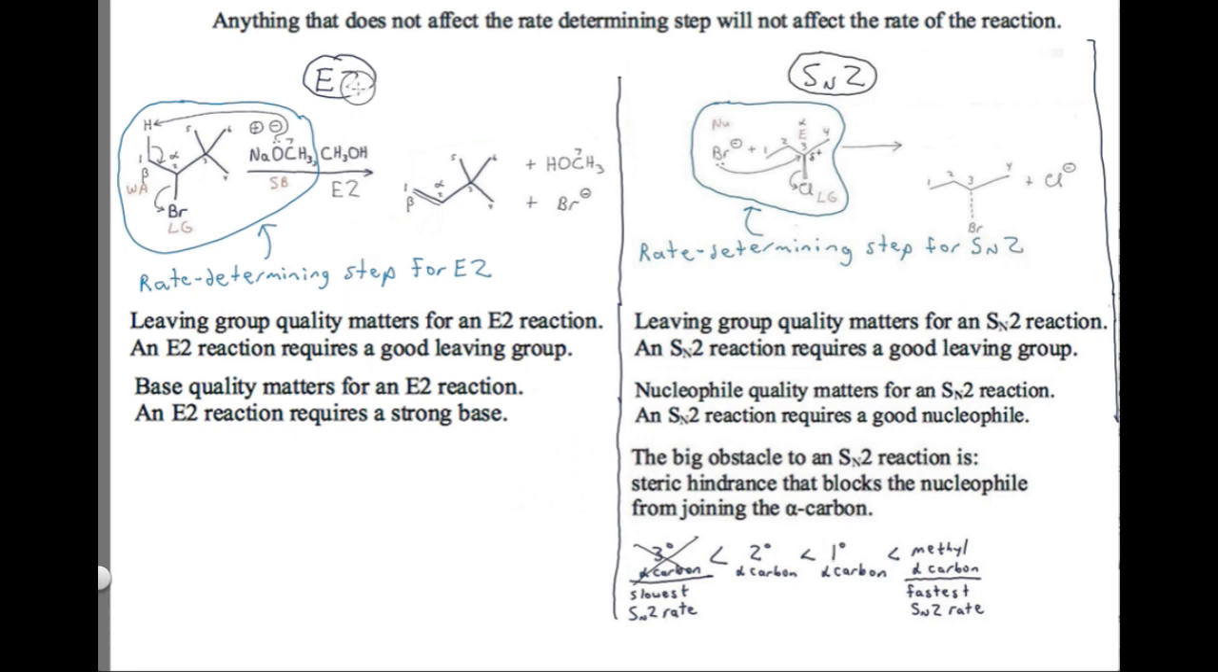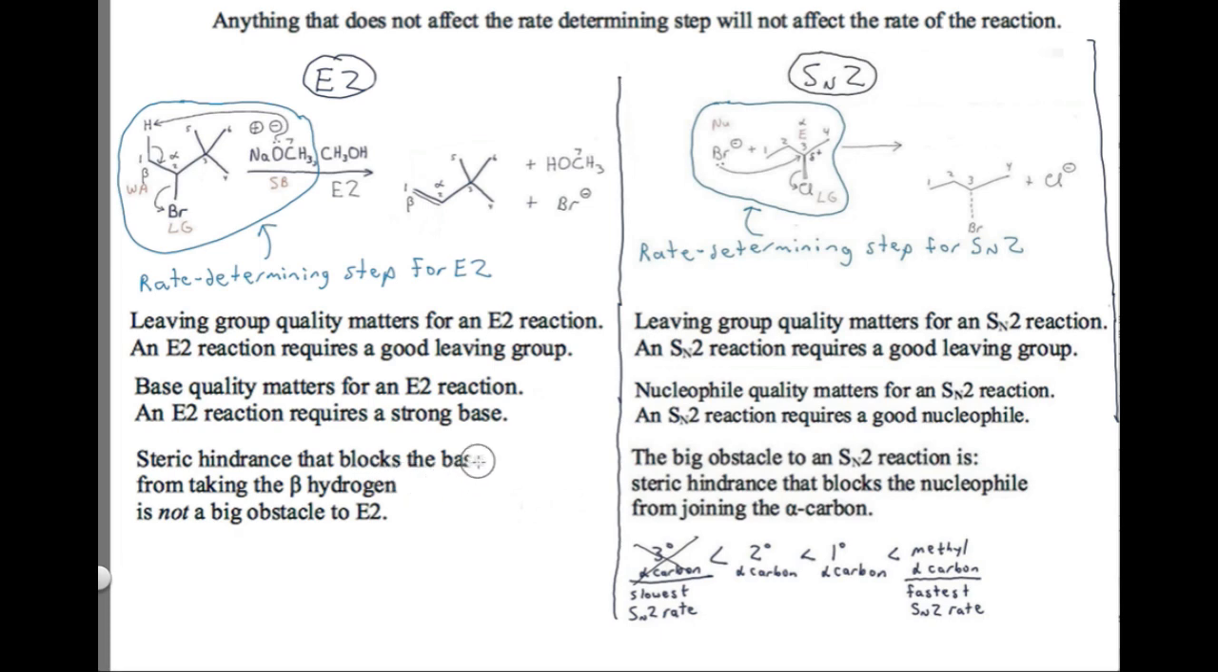Now, let's think about E2. So here's the question. Would we expect steric hindrance to be as big a factor for E2 as for SN2? I think I'm just going to give you the answer. The answer is that steric hindrance is not a big obstacle for E2.